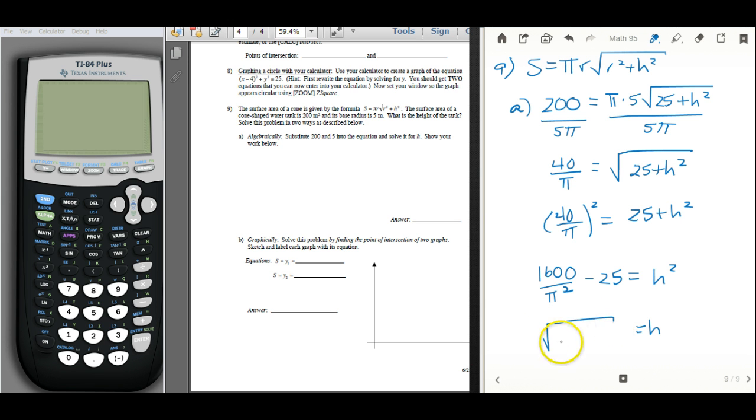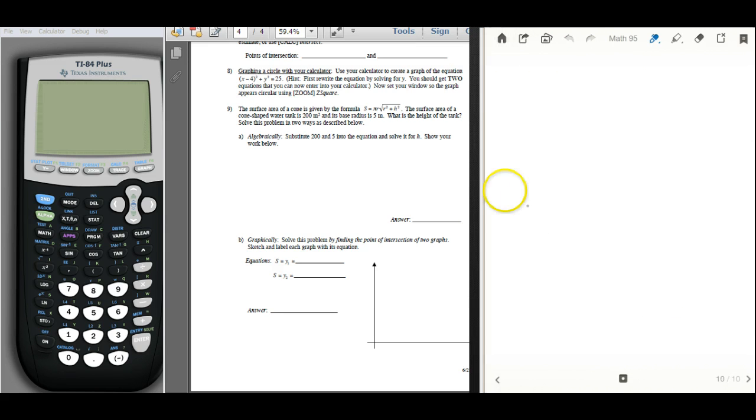So I get square root of 1600 over pi squared minus 25. And this is just a number, by the way. This stuff on the left side, that's all just a number. So you can plug that into your calculator and get an idea of what that is as a decimal. But let's see how to handle this in part B. Okay, and by the way, the units for that would be meters.